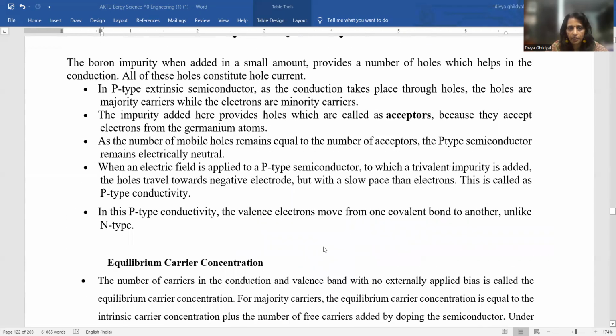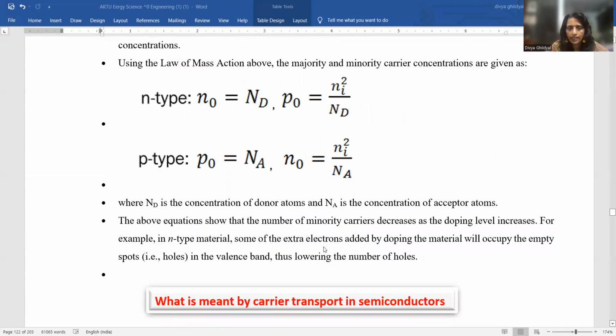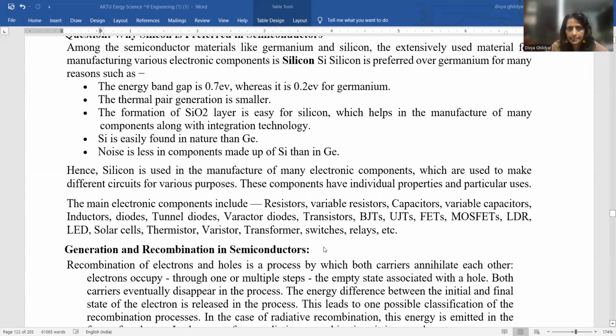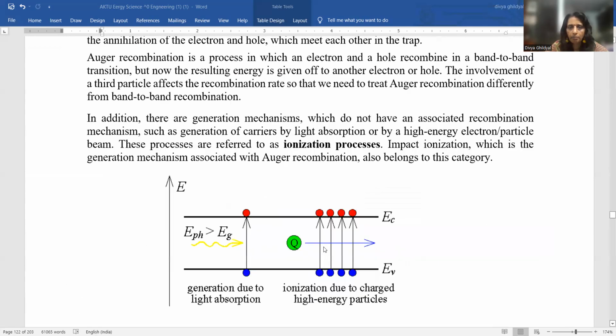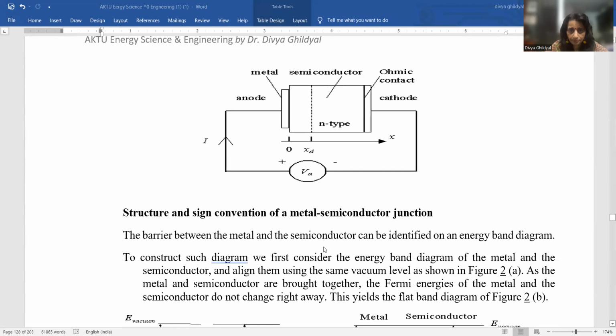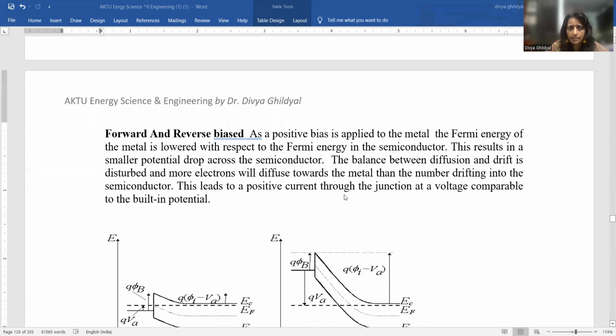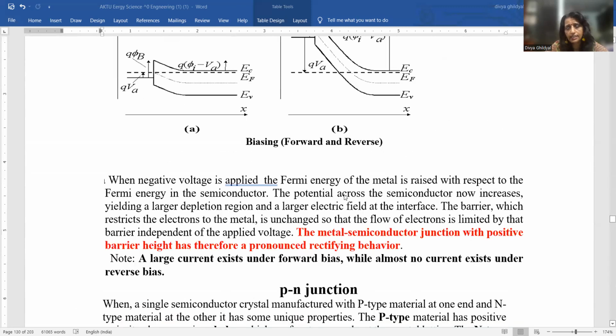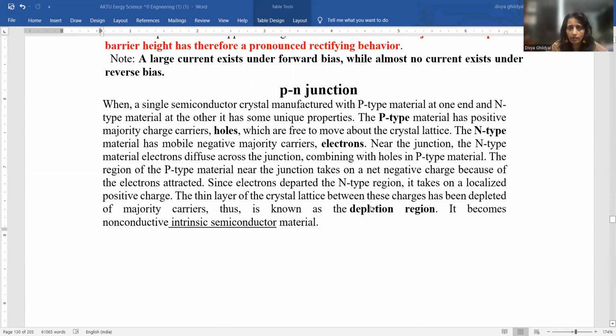After that, I briefed you about if I take a metal and a semiconductor and I combine both of them, then it becomes a metal semiconductor. Here, metal semiconductor, how it is formed. This also is working just like a PN junction only. Now I will tell you PN junction.